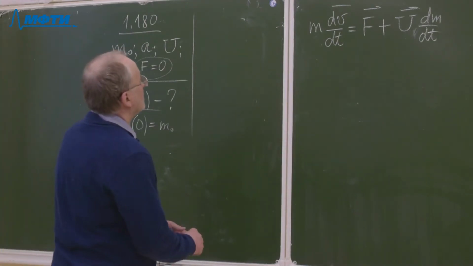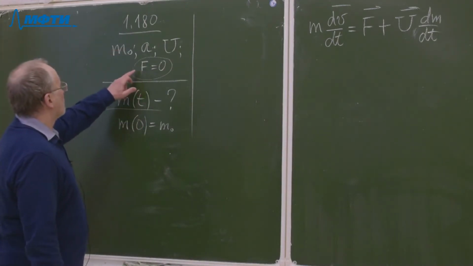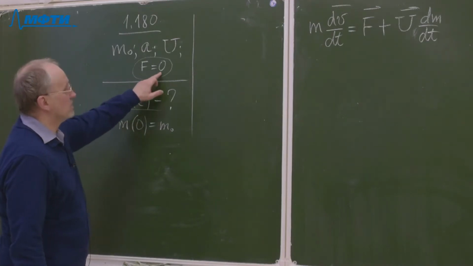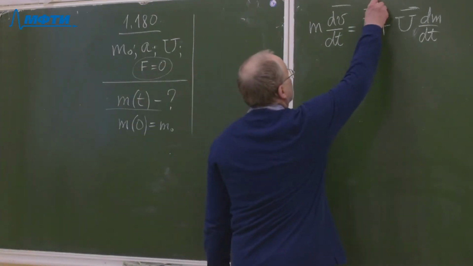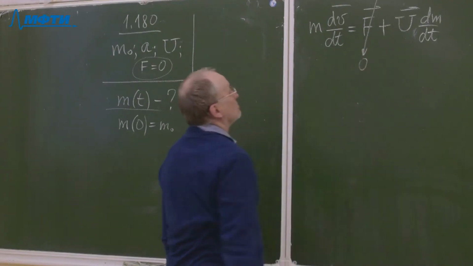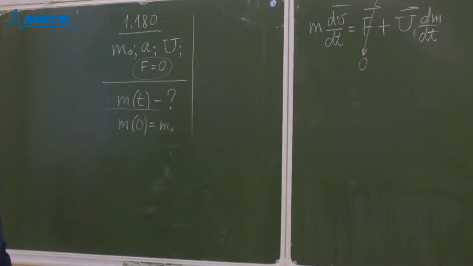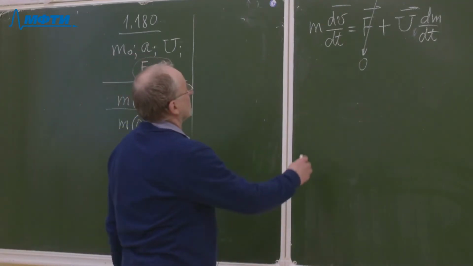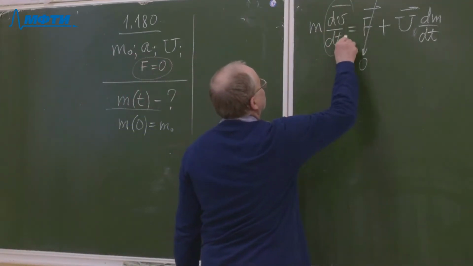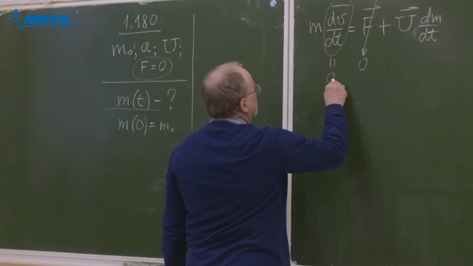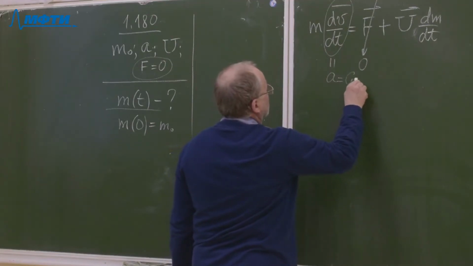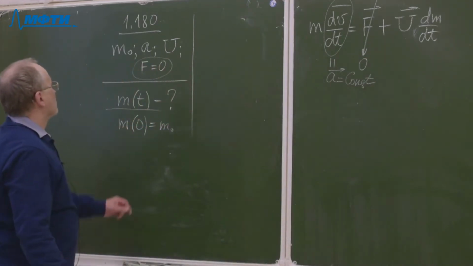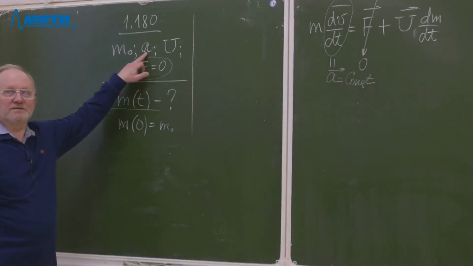Let's solve it. What is known? We know from the statement that the external net force is zero. So this term is zero. It's much easier to solve it. We know that the acceleration, which is dv dt, is constant. This vector is constant. The rocket moves with constant acceleration.